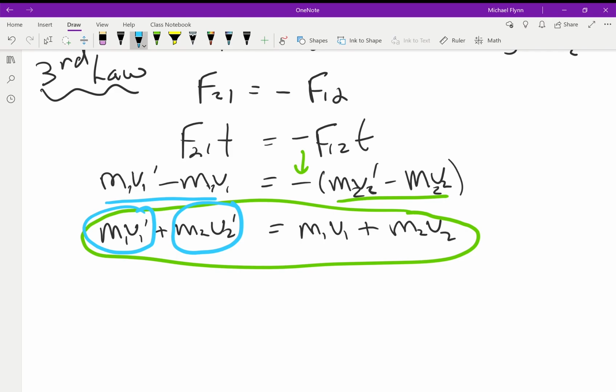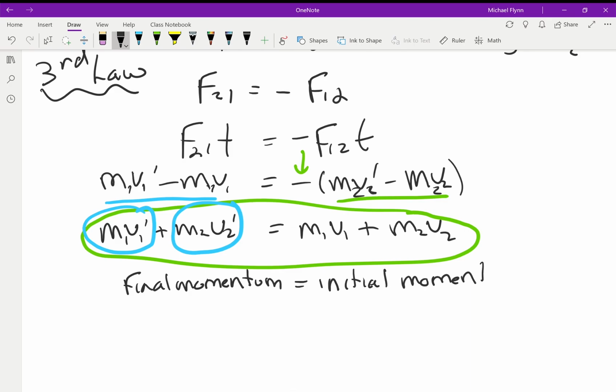So what are we seeing? Well, we're seeing, I'll write it in words, that the final momentum, this is after the collision takes place and they have their final velocities, equals the initial momentum. And that tells us, therefore, that momentum is conserved. Isn't that amazing? Okay, so we just figured out Newton's law of conservation of momentum.